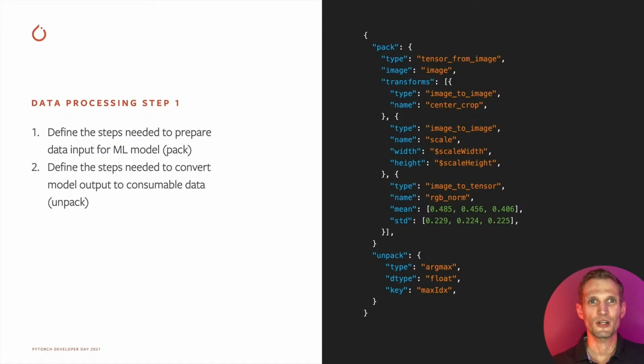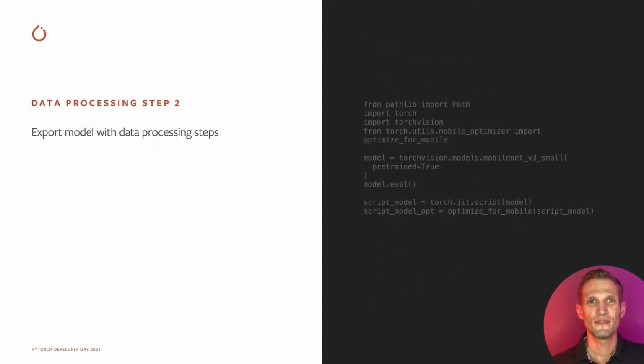The specification can also define variables, prefixed with a $, which allows you to pass in params with the model call. The processing specification needs to be bundled as an extra file with the model, and this can be done during the model export in Python.